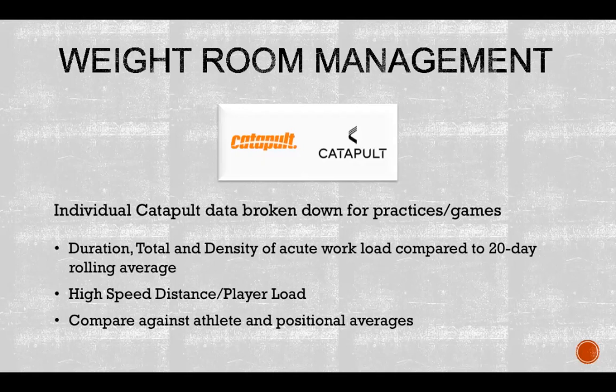But then we can look retroactively at that data more long-term and get a gauge and a map almost to navigate where the guys are at in the weight room. And that can drive decisions for myself, for our athletic trainer, and for our coaches. So again, we're using duration, totals, densities of acute workload, and comparing that to the 20-day rolling average. The high speed distance and player load are the big metrics that I'm looking at for the sport of lacrosse, like I showed you guys in those training reports, and then comparing against athlete and positional averages.